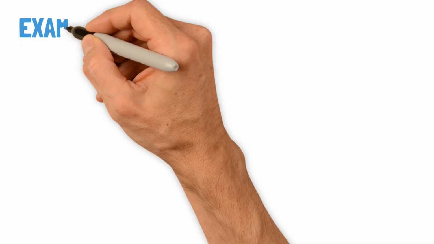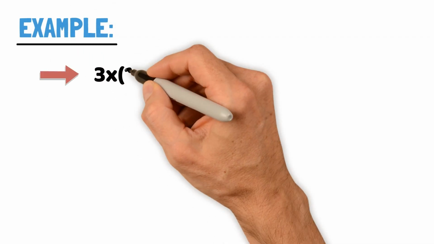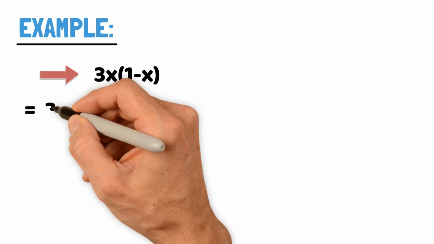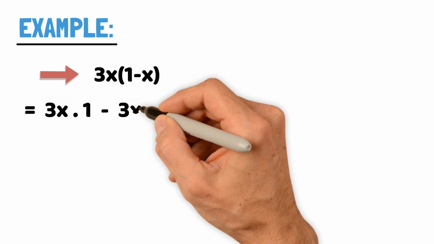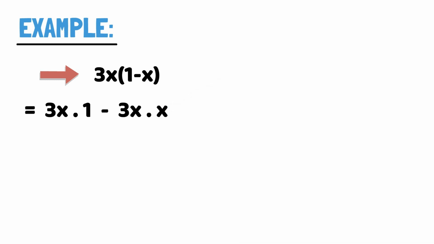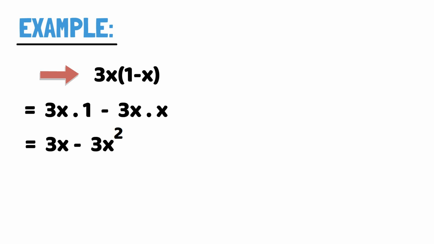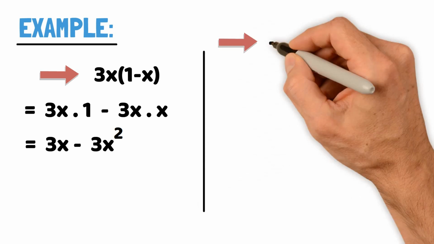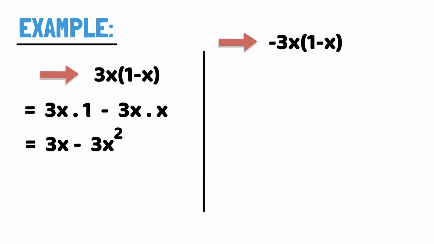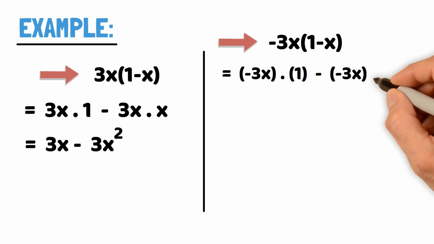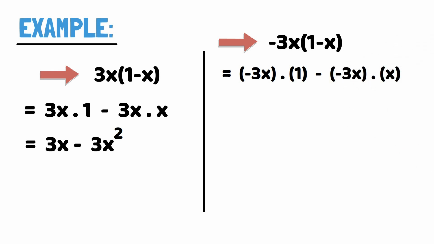For example, let's simplify 3x times (1 minus x). Again, by the distributive law, we find that 3x times 1 minus 3x times x equals 3x minus 3x squared. Suppose instead the problem was negative 3x times (1 minus x). Then we start similarly: negative 3x times 1, and subtract negative 3x times x.